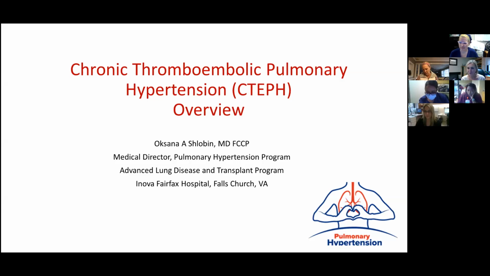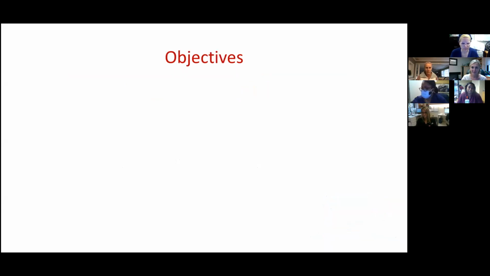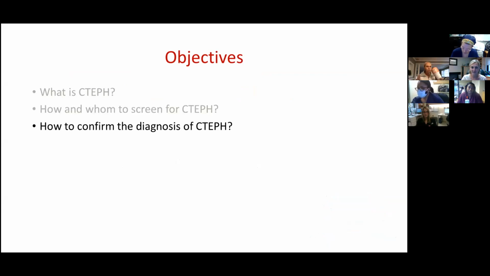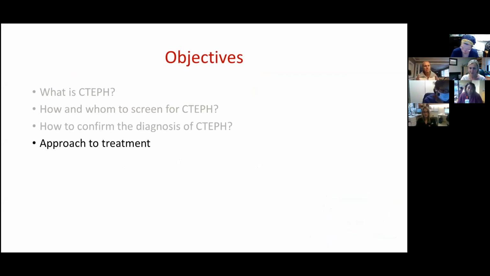So we put together a series of 4 lectures on chronic thromboembolic pulmonary hypertension, or what we call CTEPH, and mine is the first lecture, and this is meant to be an overview. So I'm going to touch on diagnosis and definition of CTEPH, how and whom we screen for CTEPH, how we confirm the diagnosis, a general approach to treatment, because there's going to be separate lectures dedicated to that, but I'm going to show you some cool CAT scans.